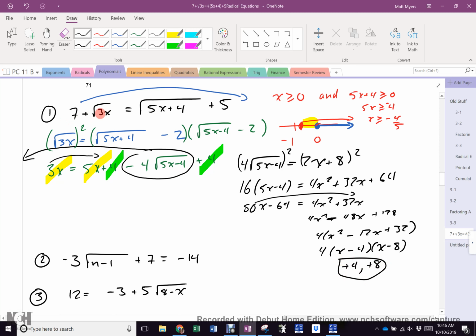What's 3 times 4? 12. Oh, barf. What's 5 times 4? 24 plus 4. Barf. You actually got to check it, right? And what do you find? Do they both satisfy our restrictions? Yes. Do they both work? Well, somebody checked it. Did they both work? What'd you get? 0 and 12. Where did I go wrong then?